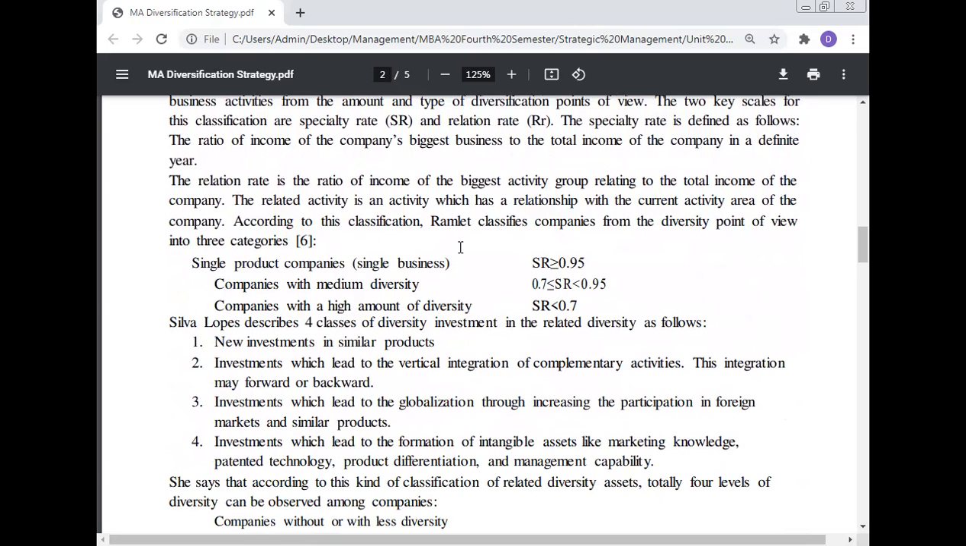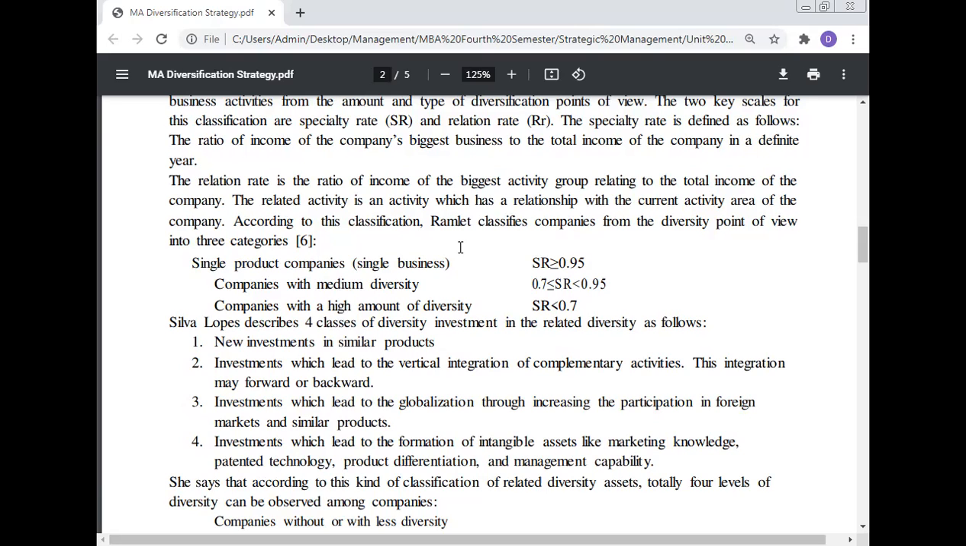According to this classification, Rumelt classifies companies from the diversity point of view into three categories. Single product company, single business, SR greater than 0.95. Companies with medium diversity, SR 0.7 to 0.95. Companies with a high amount of diversity, SR less than 0.7.